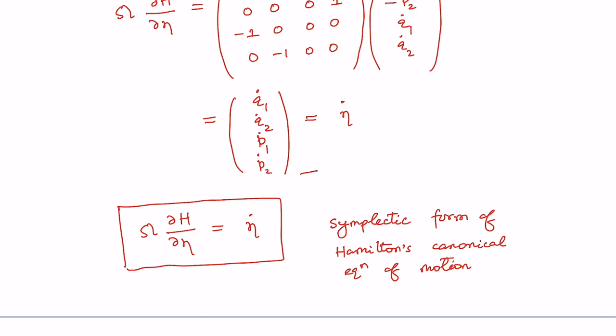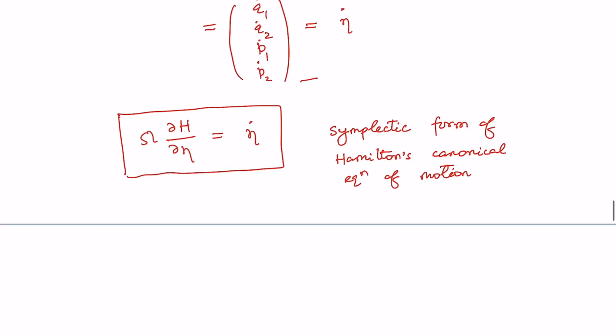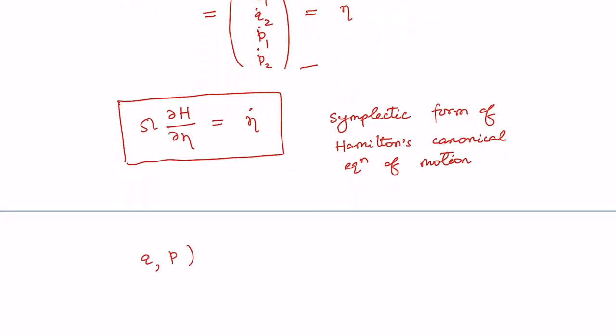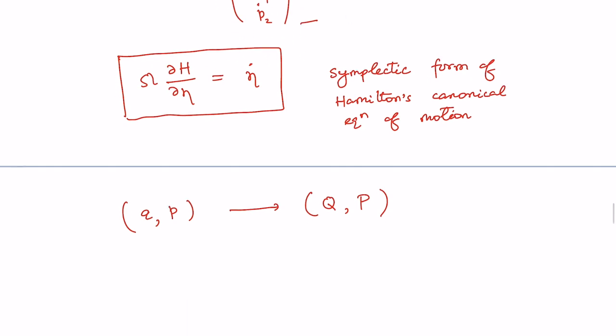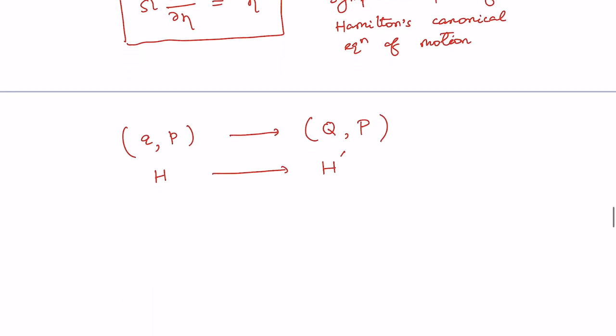Now let us say you wish to go from old coordinates q, p to a new phase space denoted by the coordinates capital Q, capital P. Capital Q is the new position coordinate variable, and capital P is the new momentum variable. And you go from Hamiltonian H to H star. Your Hamilton's canonical equation of motion has to remain preserved while you do that, and that's why it is called canonical transformation. In this case, your capital Q, the new coordinate, is a function of the old coordinates, and similarly capital P is a function of old coordinates q and p.